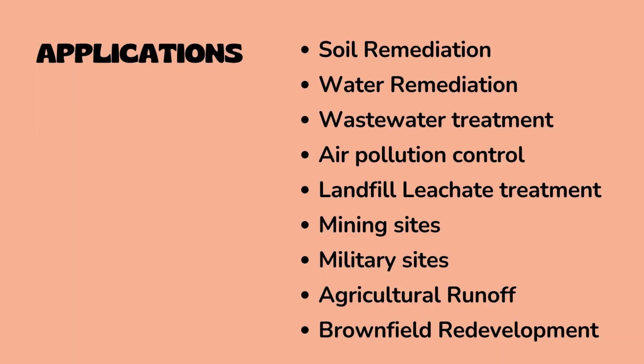Applications of bioremediation include soil remediation. It can clean contaminated soil, especially soils affected by oil spills and pesticides. Water remediation. Bioremediation can treat polluted groundwater and surface water from industrial and agricultural activities, and it can also clean marine oil spills. Wastewater treatment. It can reduce organic waste and contaminants from municipal and industrial wastewater. Air pollution control. Bioremediation can remove harmful gases and volatile organic compounds from industrial emissions using biofiltration technique.